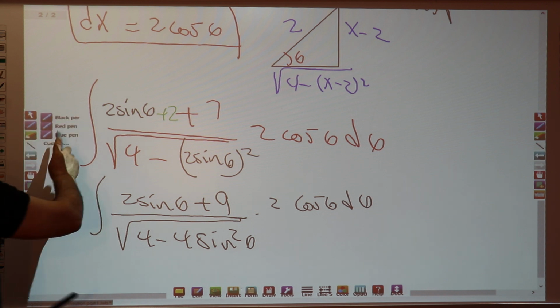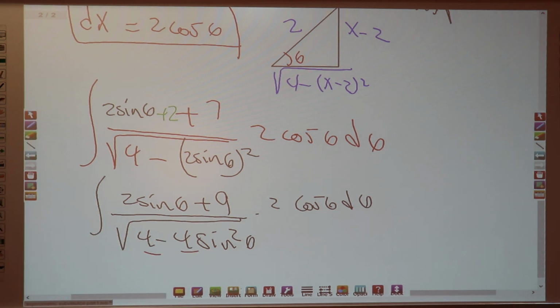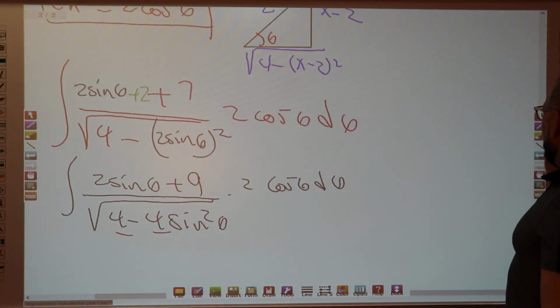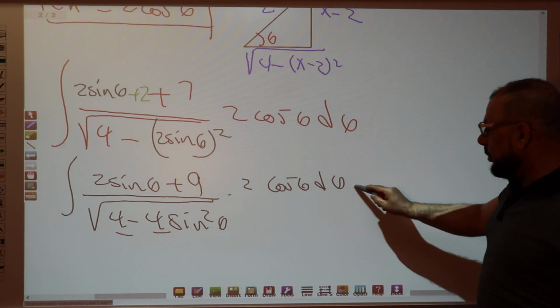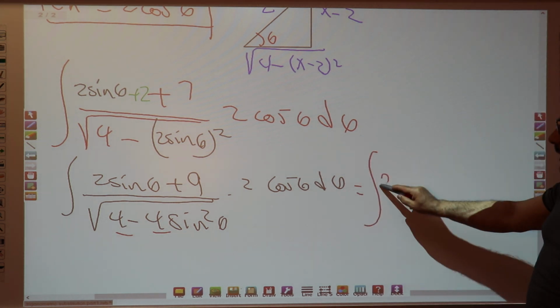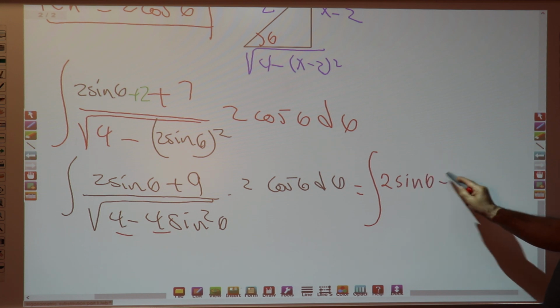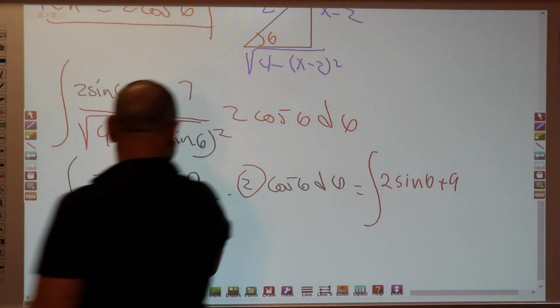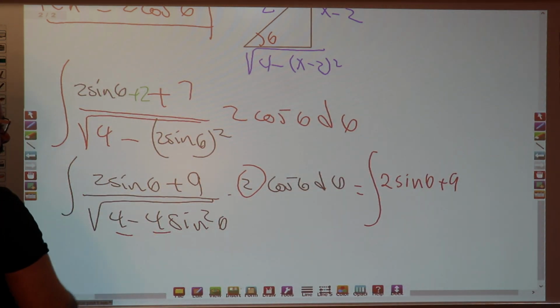Now I can take the 4 out as GCF, right? And make it 2. Why make it 2? Because we have a square root. One more time, I'm going to do 2 steps. No problem. What I meant equals 2 sine theta plus 9. 2 and 2, how much? I'm going to multiply it here, right? I'm going to take the 2 out.